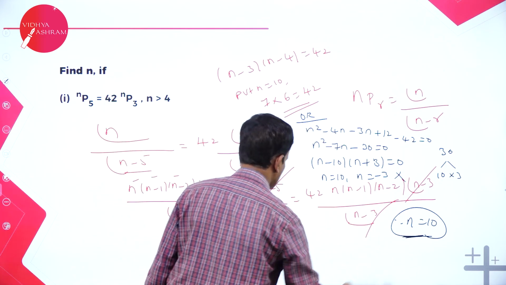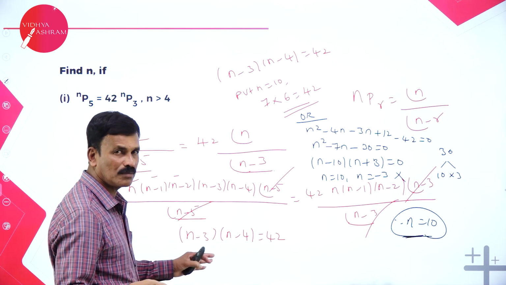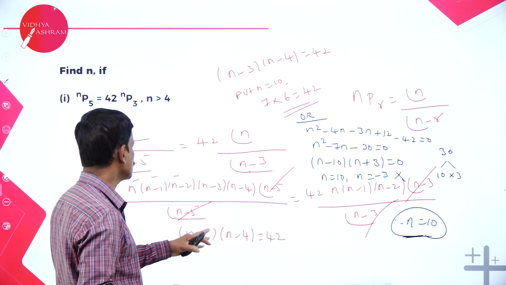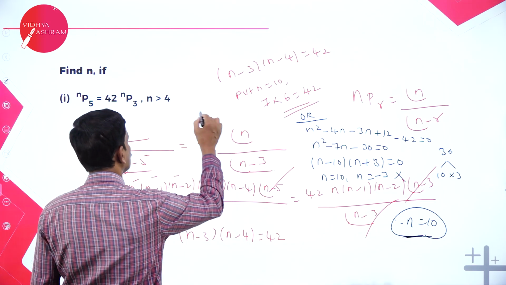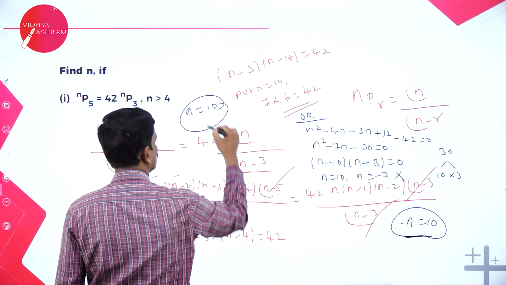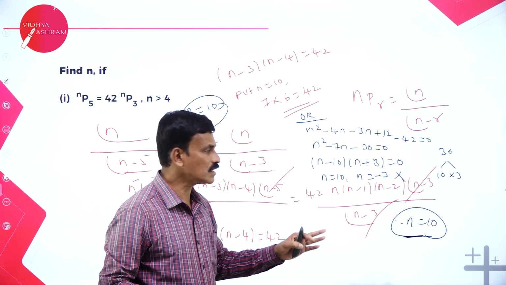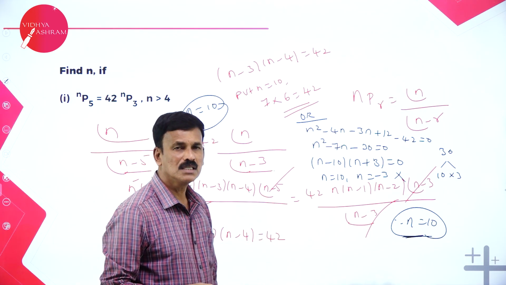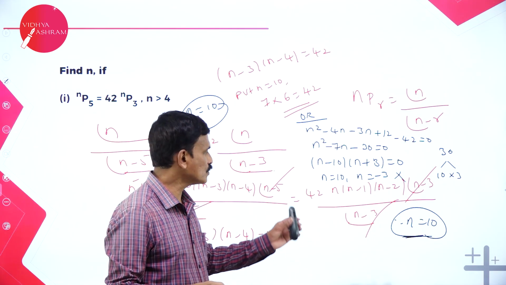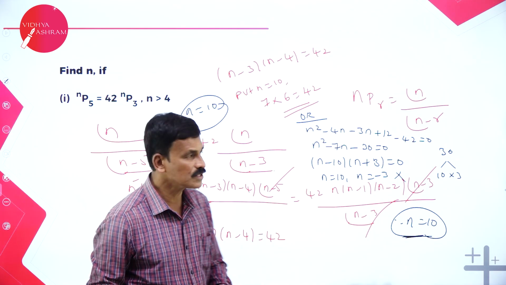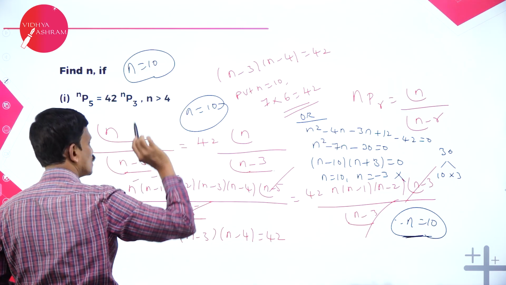So you can solve it by any method. See, (n minus 3) into (n minus 4) is equal to 42 means if you use the trial and error method, if you put n is equal to 10, 10 minus 3 and 10 minus 4, that is 7 sixes are 42. So from this you can say n is equal to 10, or just multiply, you will get a quadratic equation, factorize it. The factors are (n minus 10) into (n plus 3) is equal to 0, n is equal to 10 or n is equal to minus 3, we cannot take the negative value. So n is equal to 10 is the required answer, which is greater than 4.